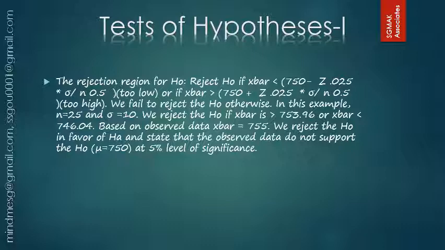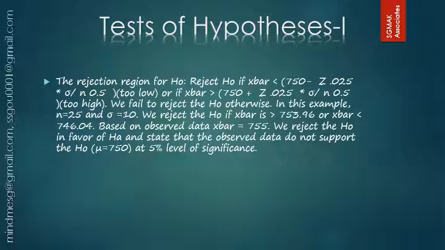In this example, we have a sample size of 25, sigma is 10, alpha is 0.05. So if you compute, we get our bounds as, we'll reject the null hypothesis if x bar is greater than 753.96 on the high side, or x bar is less than 746.04 on the low side. So that's our decision rule. We set up the decision rule before we collect the data.